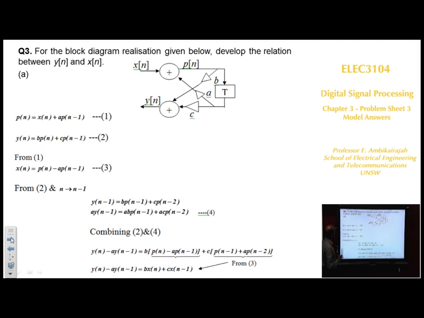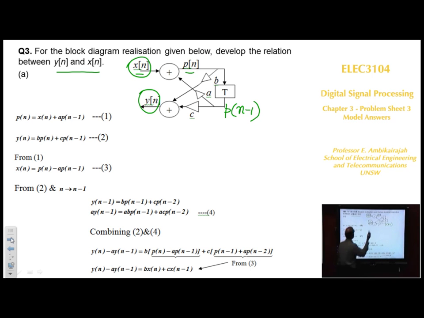Let's come to the next question, question number 3. This is xn, diagram given, Pn, and there's a delay, so this will become Pn minus 1. That's all you need to know. So basically, they want to write the equation relating xn and yn. That's all they need to be done.